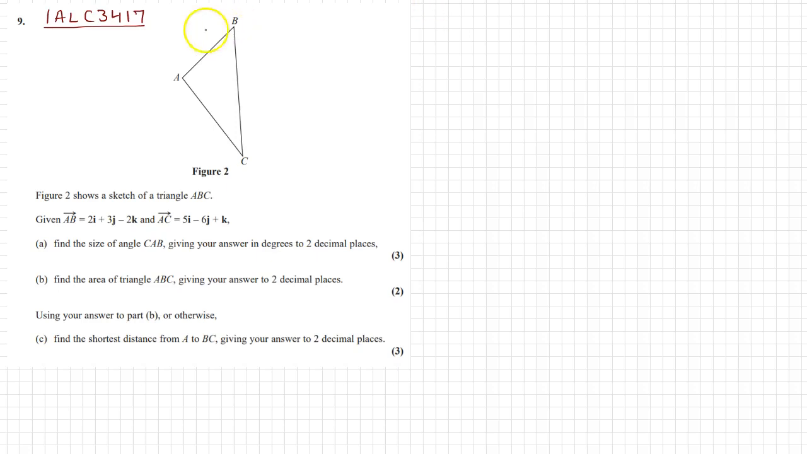This is IAL C34, 2017 question number 9. Figure shows the sketch of a triangle ABC. AB is 2i plus 3j minus 2k, that is 2, 3 and minus 2. That is AB. And AC is 5, minus 6 and 1. Find the size of the angle CAB, this angle.